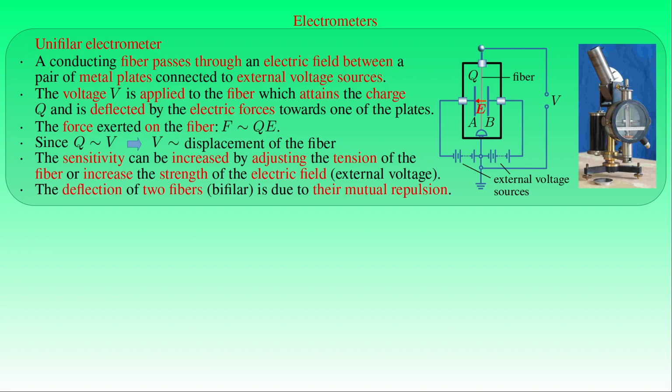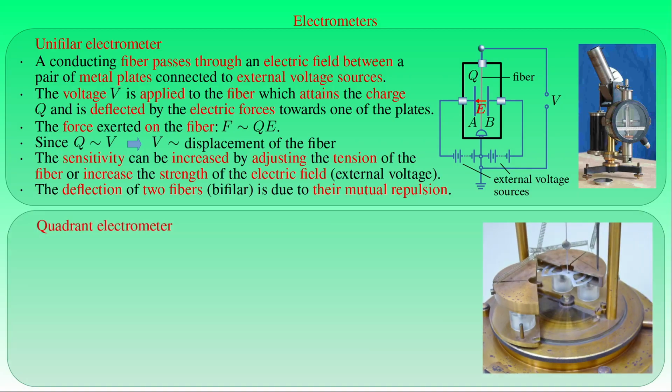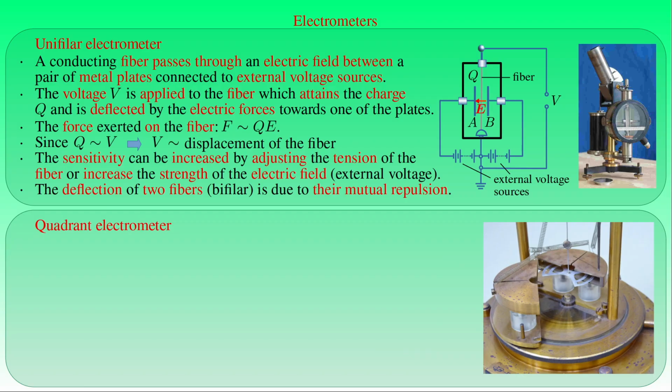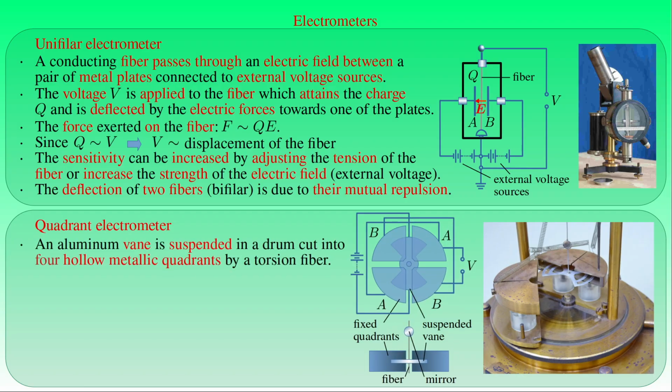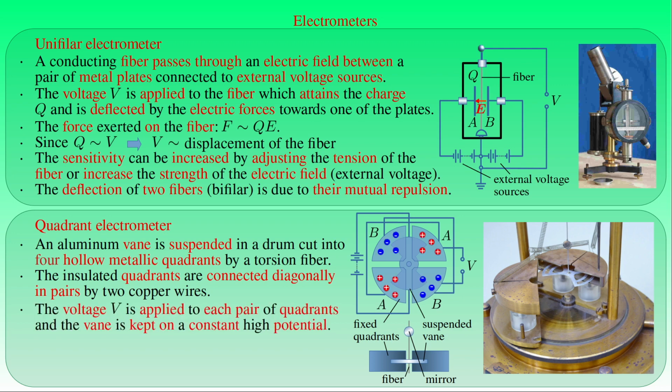The most sensitive and accurate of all the mechanical electrometers are the quadrant electrometers. In these instruments, a paddle-shaped aluminum needle with two wings, or a vane, is independently charged and suspended inside a drum by means of a metal-coated quartz fiber or a torsion fiber made of phosphor bronze. The drum is cut into 4 hollow metallic quadrants supported separately on amber and sulfur stands, and the insulated quadrants are connected diagonally in pairs by fine copper wires. The potential difference V to be measured is applied to each pair of quadrants, whereas the vane is usually kept at a constant high potential by connecting it to a battery.